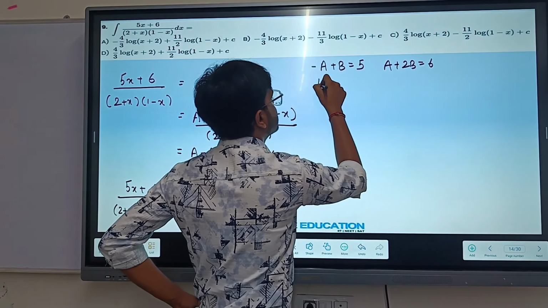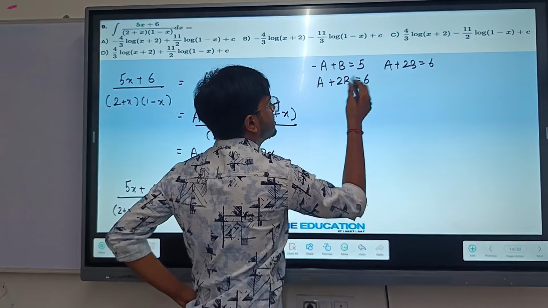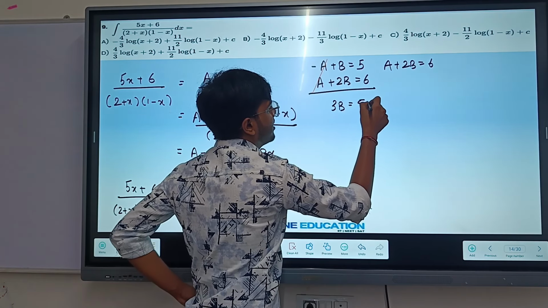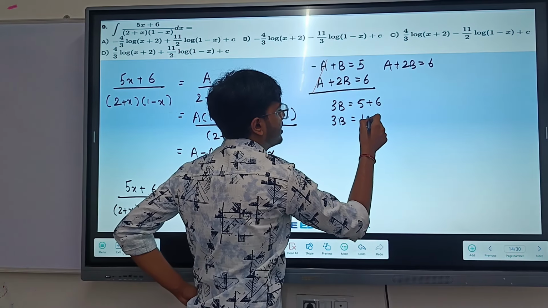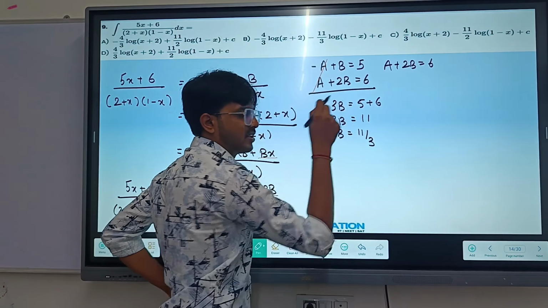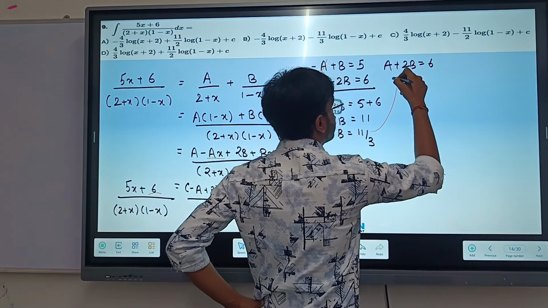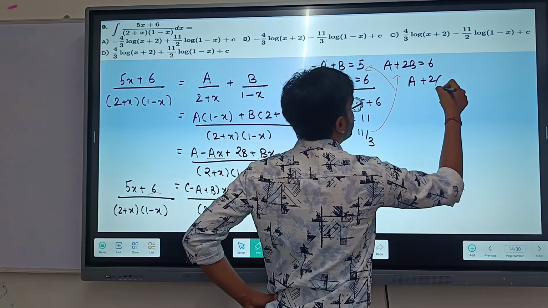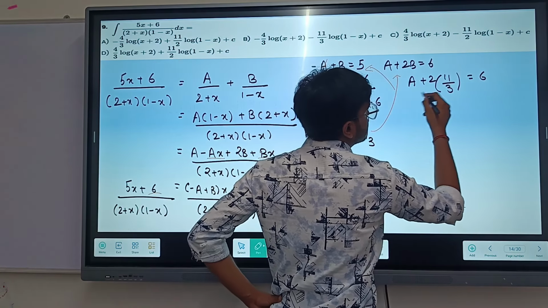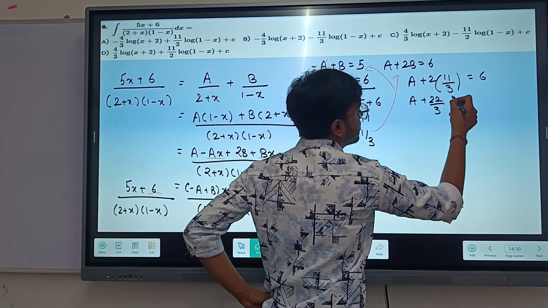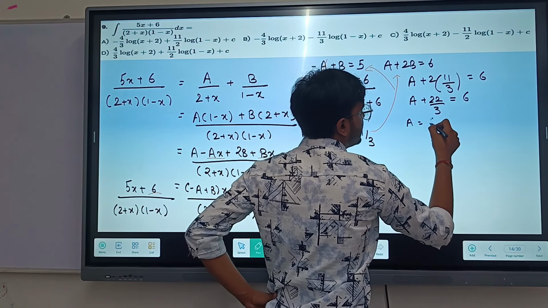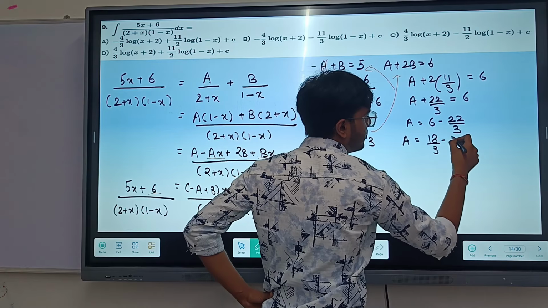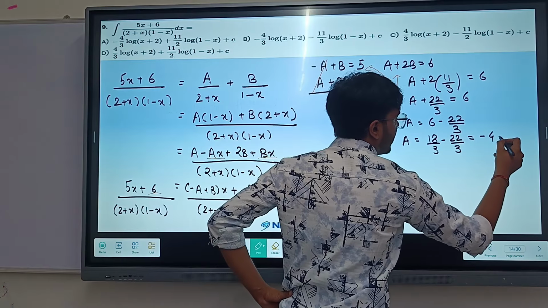Let's solve both of these equations. Minus a plus b equal to 5, a plus 2b equal to 6. Using the elimination method, minus a plus a cancel, we get 3b as 5 plus 6. So we get 3b as 11 and b as 11 by 3. Now this b, if I substitute here or here, any of the equations, let's substitute here. A plus 2 into 11 by 3 equal to 6. So a plus 22 by 3 equal to 6. So a equal to 6 minus 22 by 3. So a equal to 18 by 3 minus 22 by 3. So a is minus 4 by 3.